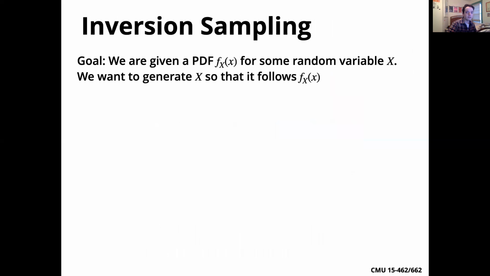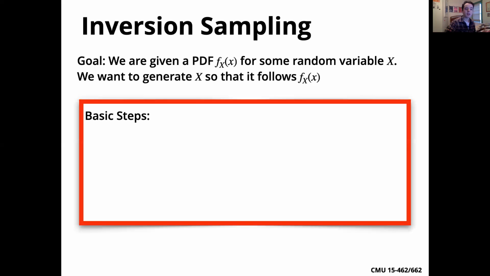Okay, so let's talk a little bit about this technique that we talked about in class, and I want to give a more general framework for it. It's inversion sampling. The general goal of inversion sampling is that we are given a PDF, little f of X, for some random variable, and we want to generate this random variable X such that it follows that distribution. So how do we do that?